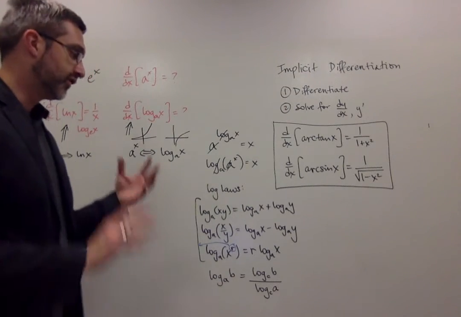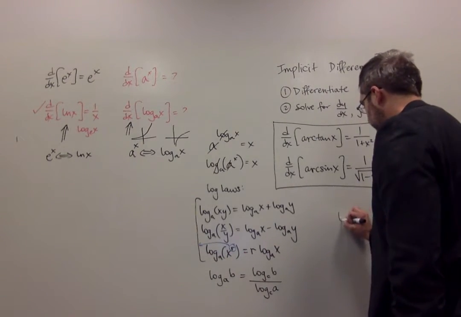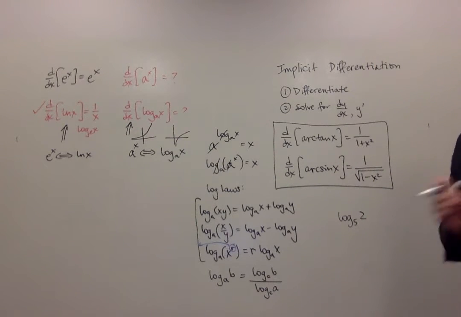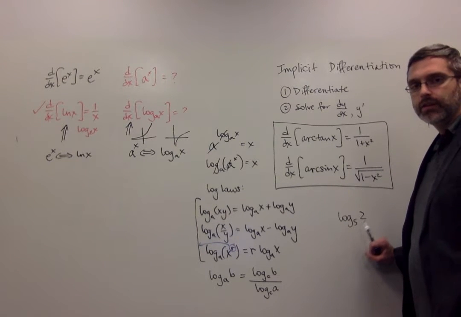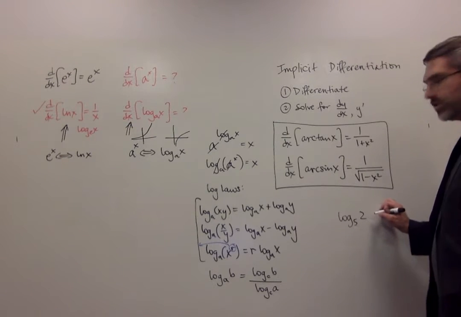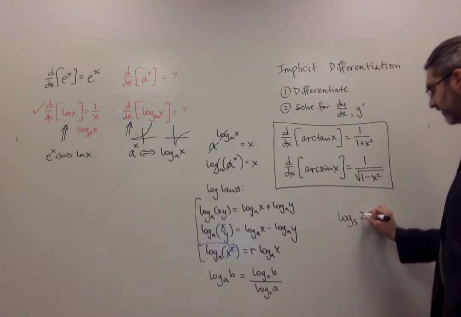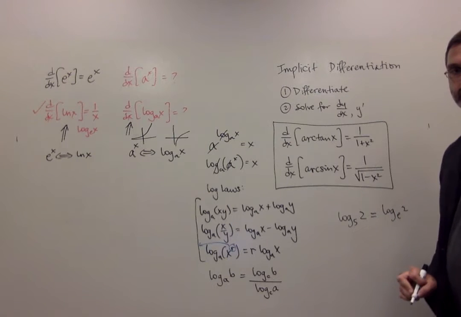So for instance, if you had to compute log base 5 of 2 in your calculator, most calculators don't have a way to compute log base 5 of something. So what this equation allows you to do is say, well, I don't know how to do log base 5 of 2, but I know how to do log base e of 2, right? That's actually the natural log.